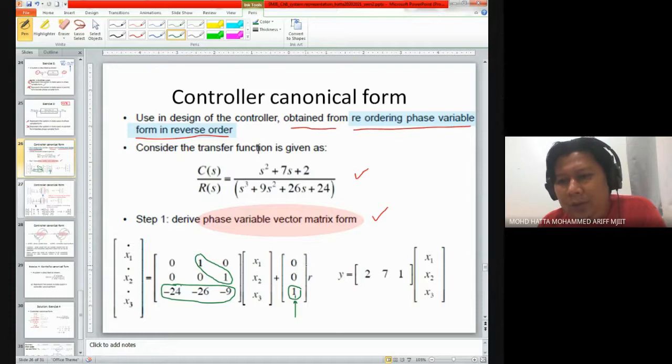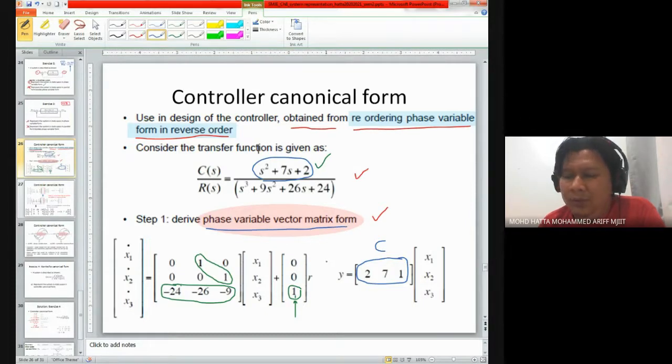And for the output equation, it depends on the type of transfer function. If we consider this transfer function, of course, we have a numerator in the form of a polynomial. So if we have a polynomial at our numerator side, we're going to have matrix C, which is written like this, as a row vector for matrix C over here. Okay, this form is known as phase variable form.